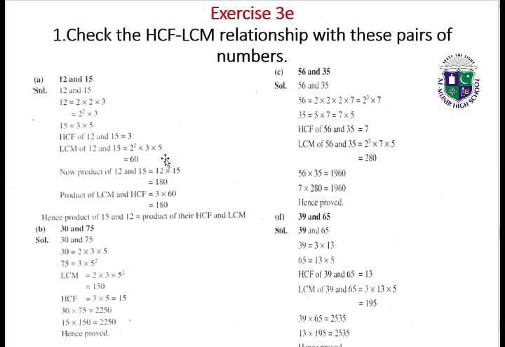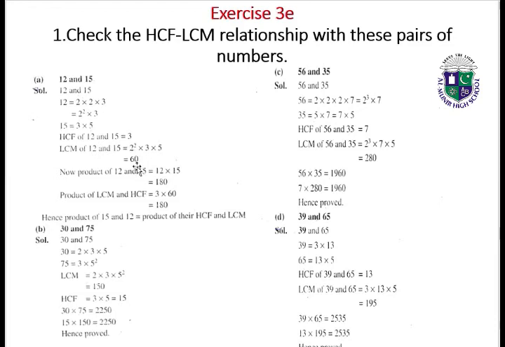HCF and LCM, Exercise 3E. Check the HCF-LCM relationship with these pairs of numbers: 12 and 15. Factors of 12: 2 multiplied by 2 multiplied by 3, that is 2 squared multiplied by 3. 15: 3 multiplied by 5. Highest common factor of 12 and 15 is 3. Least common multiple of 12 and 15: 2 squared multiplied by 3 multiplied by 5.